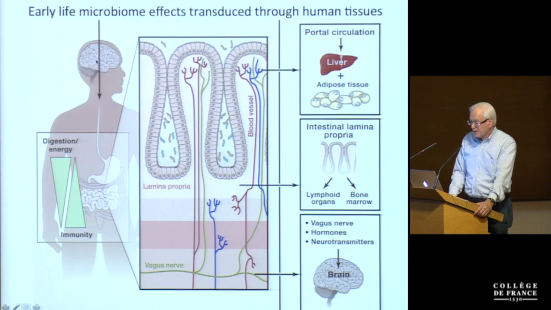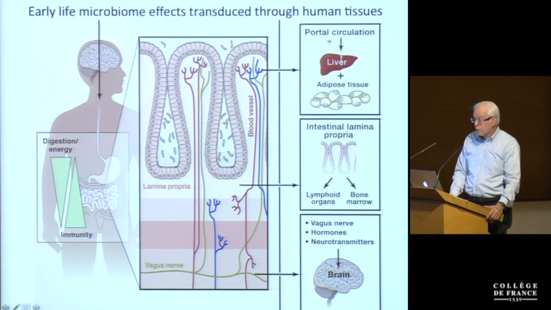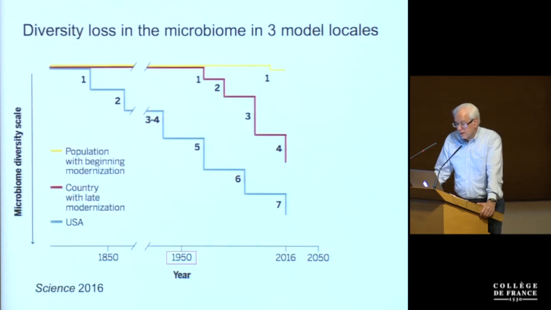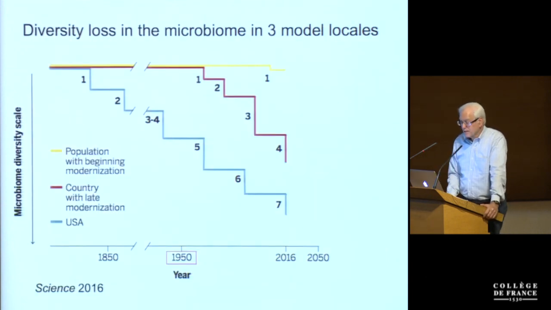It's because in the gut, there's an interface where the microbiota in the lumen is talking to host tissues. And this affects events in the portal circulation involving the liver and adipose tissue, involving lymphoid populations in the lamina propria, involving the vagus nerve, hormones and neurotransmitters, involving brain development. So that's the important interface. But however we look at it, the hypothesis is that we are losing diversity.